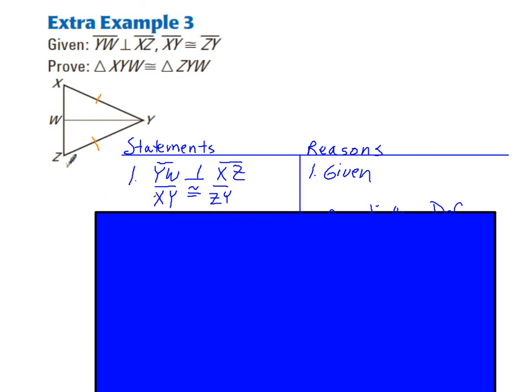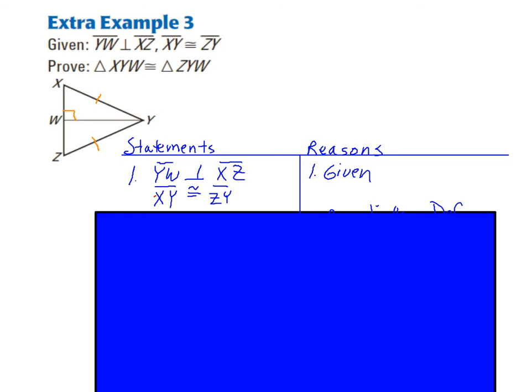So first step in writing a proof, mark the given on the diagram. So I've marked these as congruent, and we can mark that these two are perpendicular, so I'll indicate that that's a right angle. Alright, YW and XZ are perpendicular. I go ahead and write the given as step 1. So two statements, both givens and the reason.